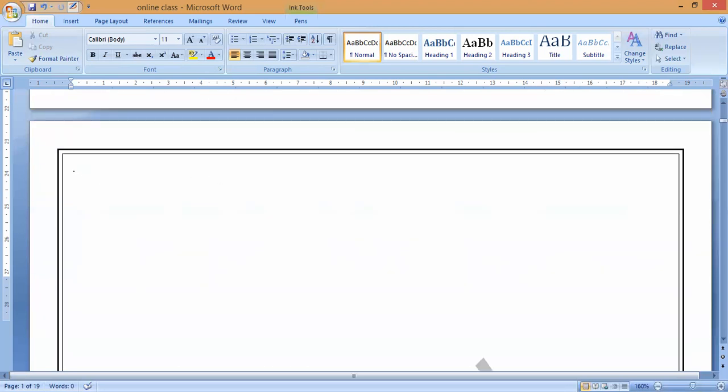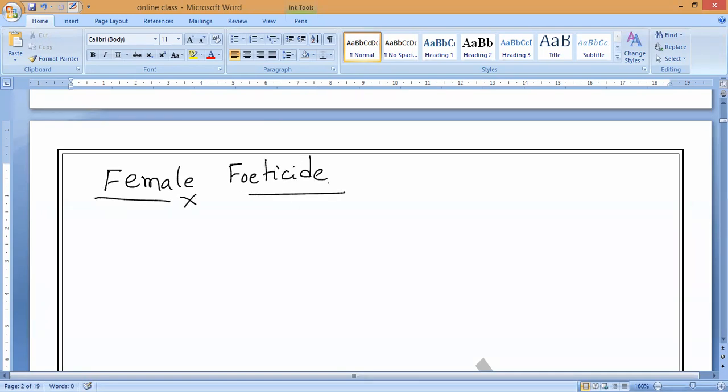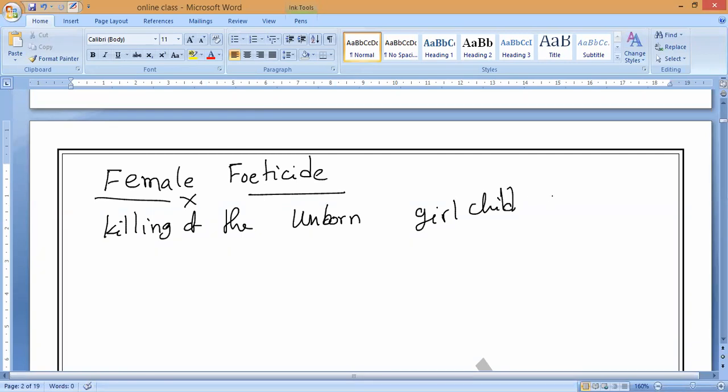Please write it. Female feticide. Stop female feticide, we can say. First we should learn what female feticide is. So what do you mean by female feticide, guys? The killing of the unborn girl child. Killing of the unborn girl child is called female feticide.